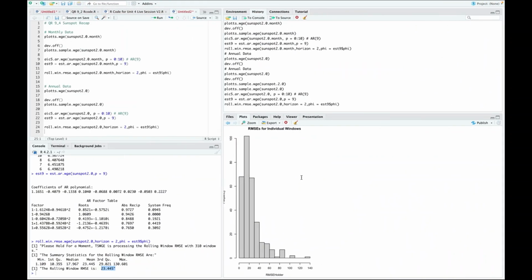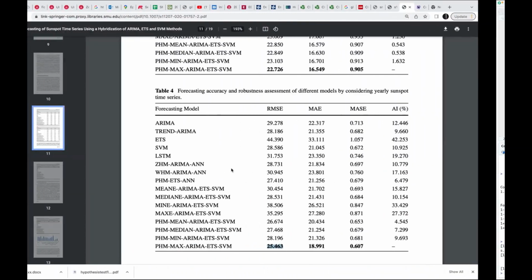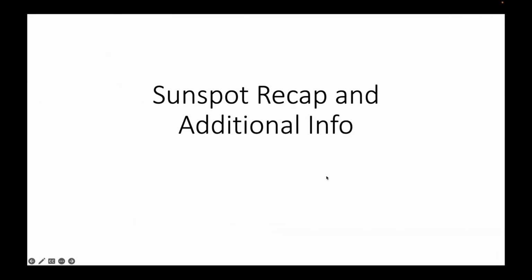So this is just a look at what you can do with time series, what you can do with the current research, how you can participate in the current research, and just have a lot of fun with it. Given what you now know about ARIMA models, ETS models, learn about support vector machine models, LSTM models, bidirectional LSTM models, and get out there and really participate and contribute to the current literature. It is a blast, and that concludes our Sunspot recap with a lot of additional info.